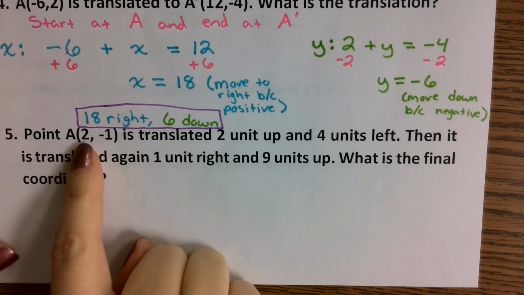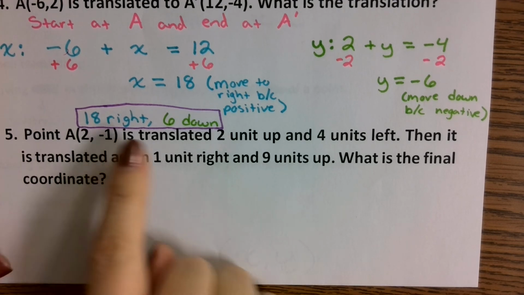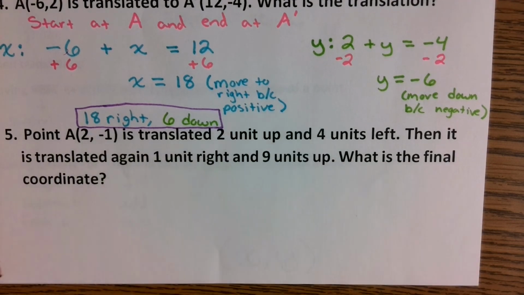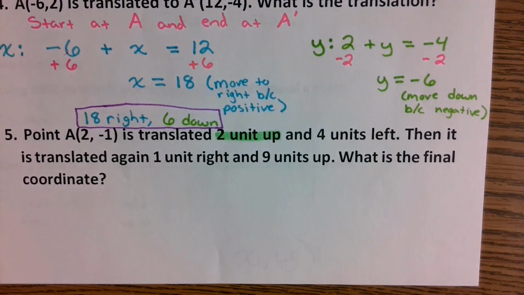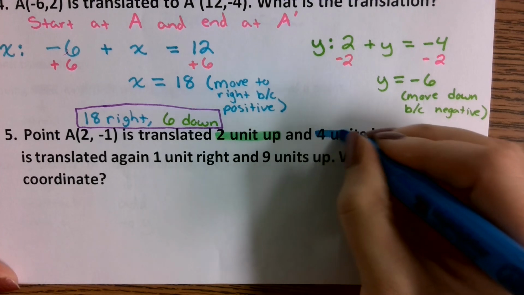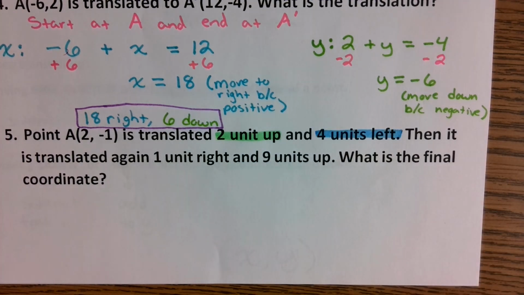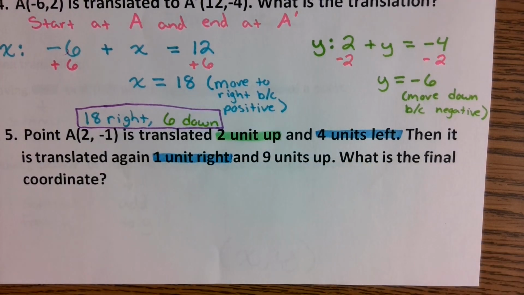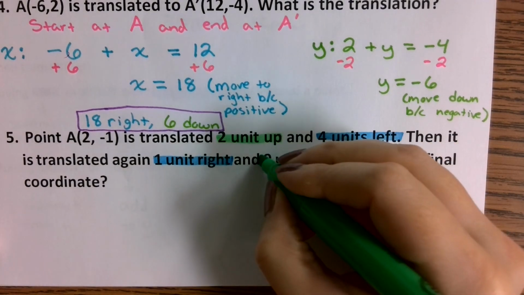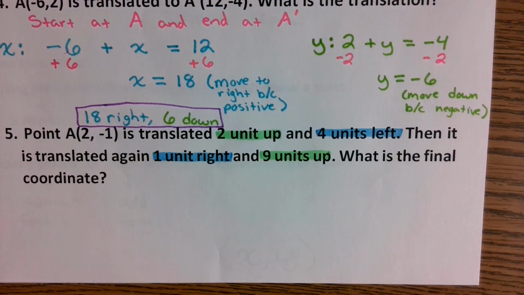So we started at point 2 and -1. And then we're going to go 2 units up. Remember, up is going to affect your y. And then 4 units to the left. So that's going to affect the x. Then we're going to do this transformation again, which is 1 unit to the right, which affects the x. And 9 units up, which is going to affect the y.